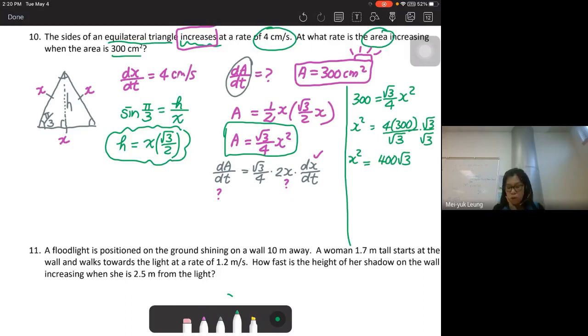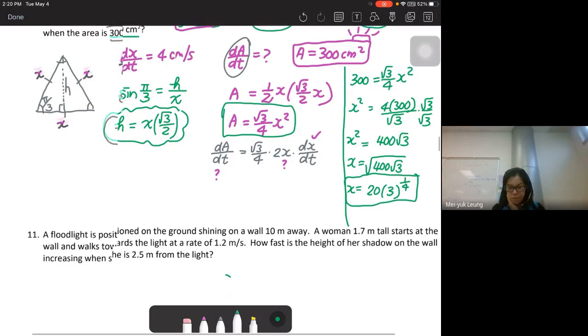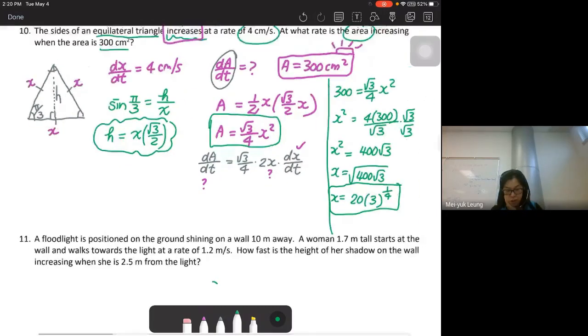Okay, and of course we know that x must be greater than 0. So we're looking for the positive square root of this number. So this is like a nested square root. So we have 20 times 3 to the power of 1 over 4. So this is the x. Okay. All right. So now I guess you know what to do.